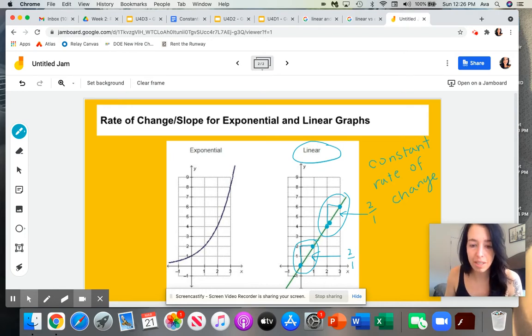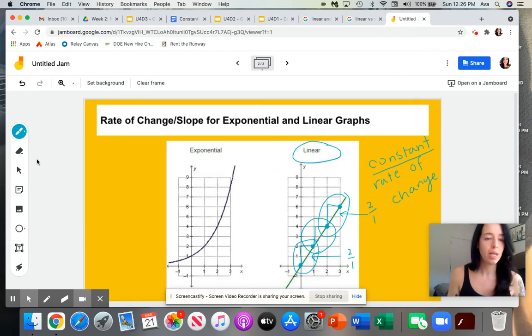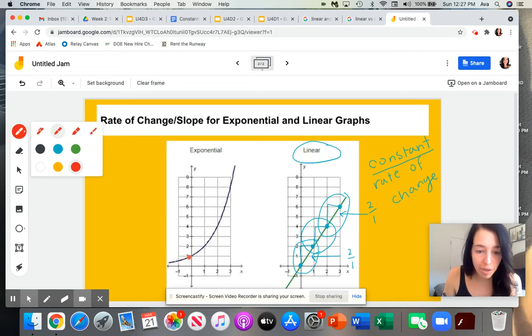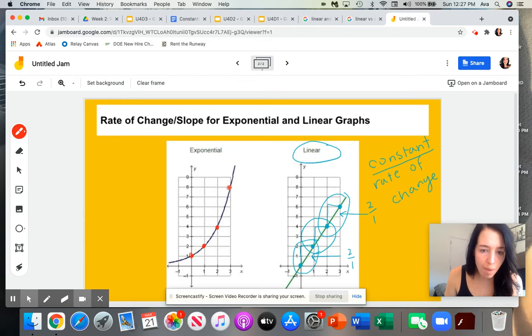Even if I want to look at these middle 2 dots, I'm going up 2 over 1. The rate of change stays constant. It doesn't change. The slope is 2 the whole time. Now, that's not the case with the exponential function. So I'm going to go ahead and do the same thing. I'm going to pick out some exact points here, and we're going to count the slope.